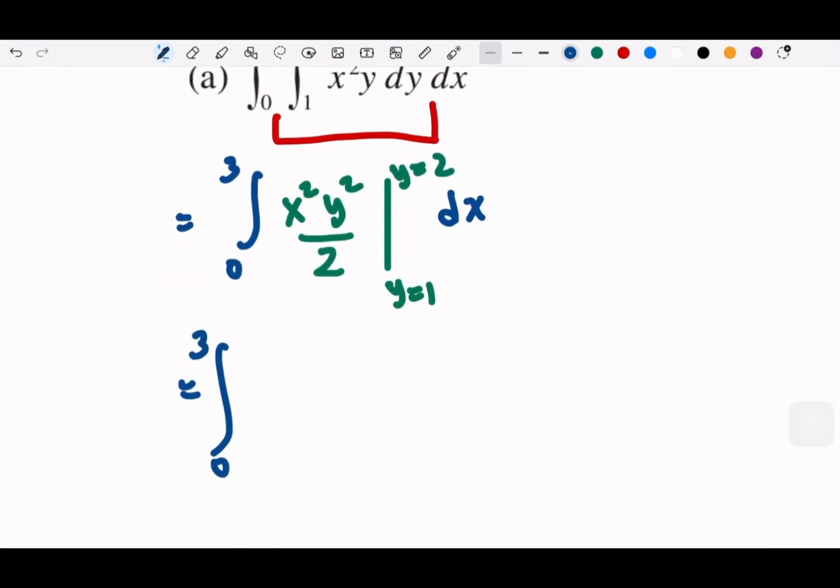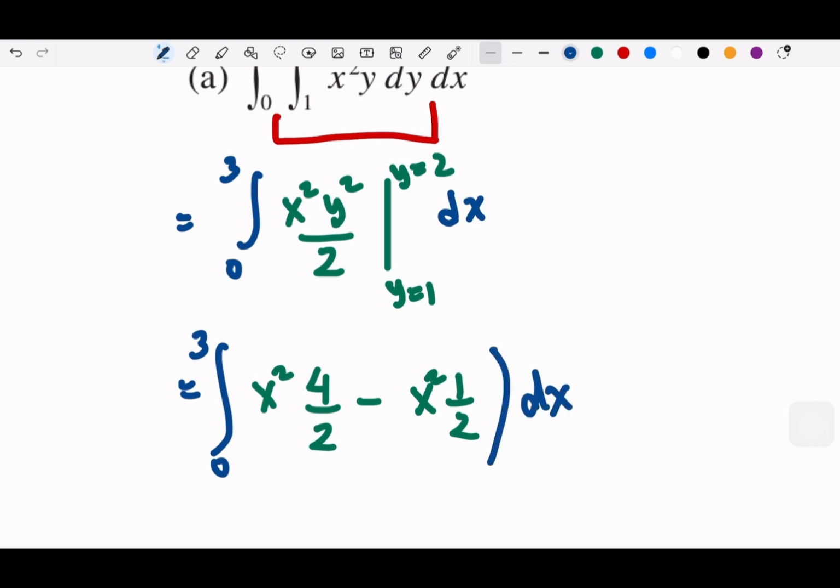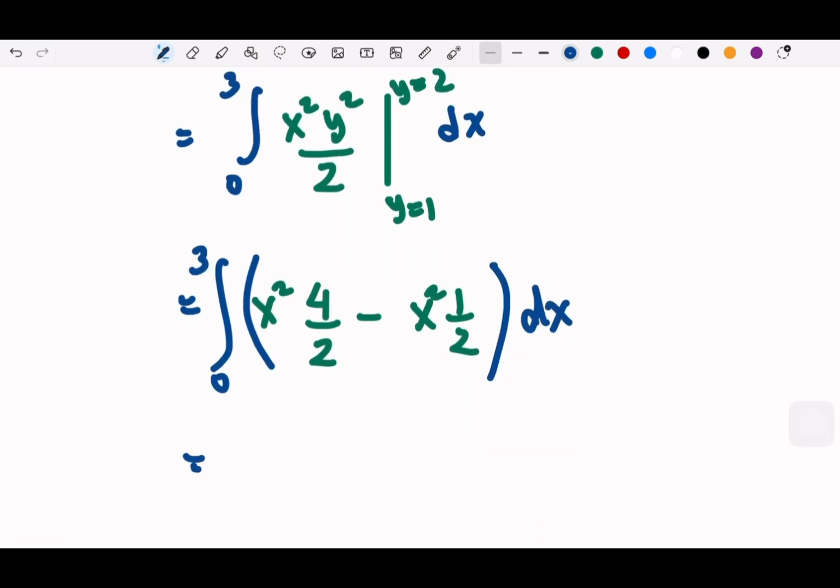So we plug in y, which becomes 4 minus 1. Let me write this as x squared times 4 over 2 minus x squared times 1 over 2, and then dx. So we have 3 over 2 x squared dx.